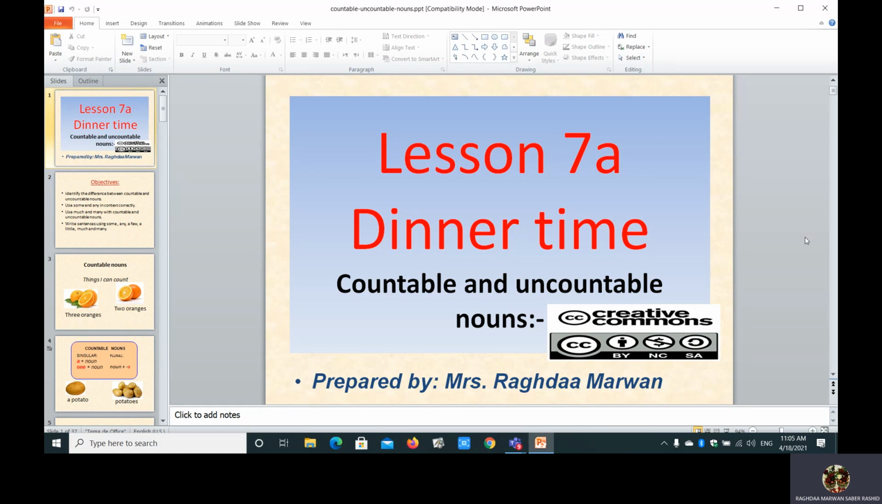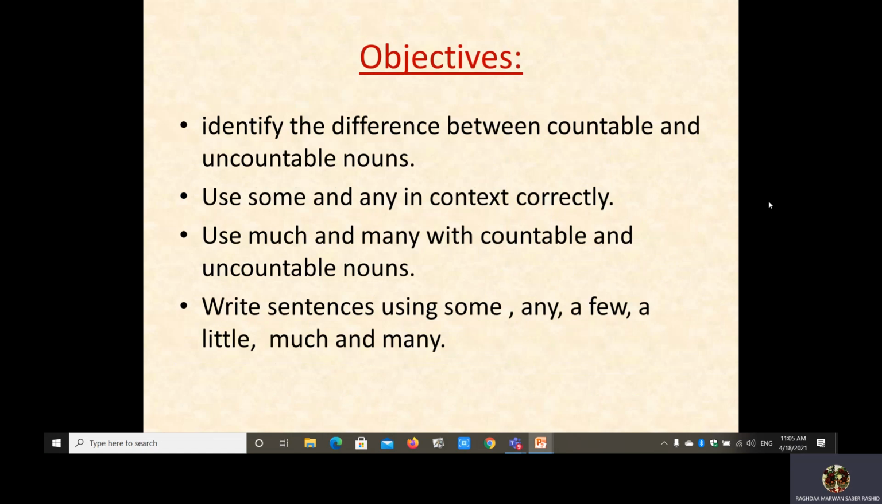Our lesson today will be about countable and uncountable nouns. The objectives of our lesson: first, we have to identify the difference between countable and uncountable nouns. Then, use some and any in context correctly. Use much and many with countable and uncountable nouns. At last, we have to write sentences using some, any, a few, a little, much, and many.